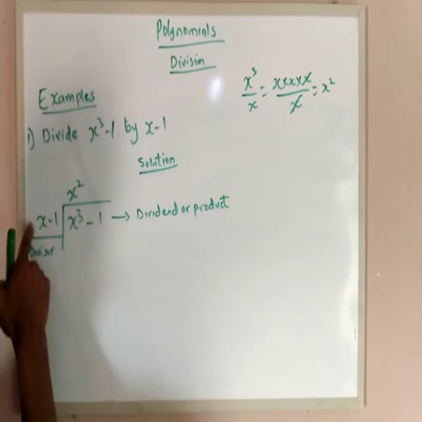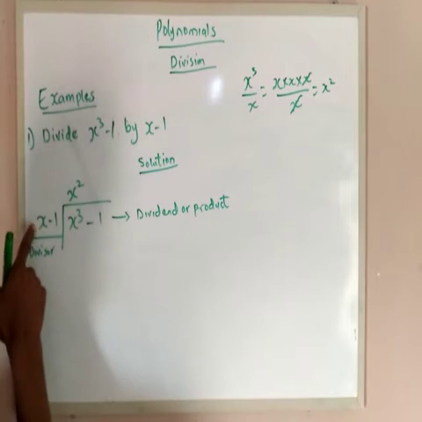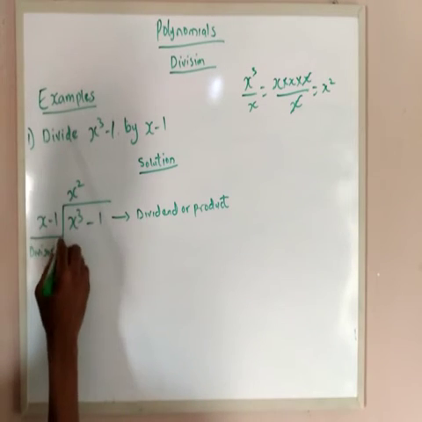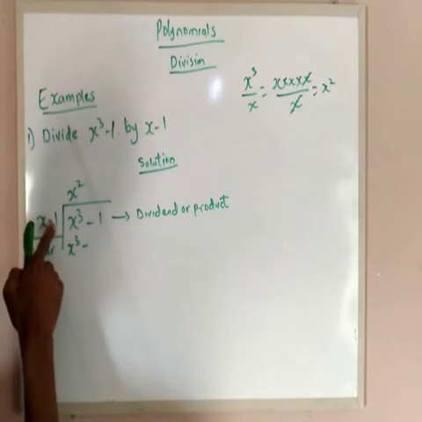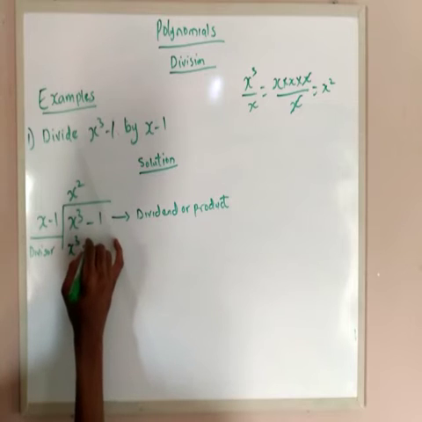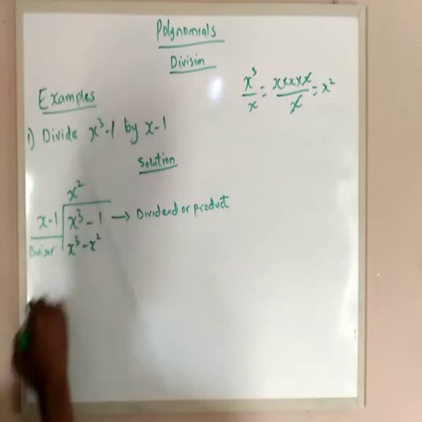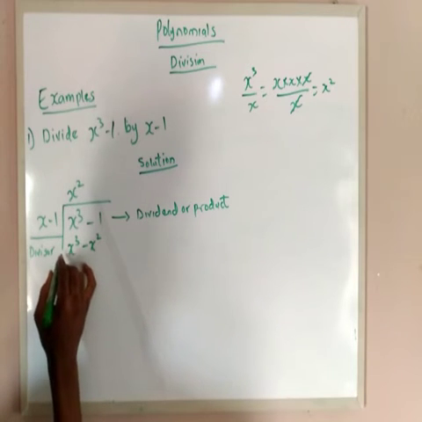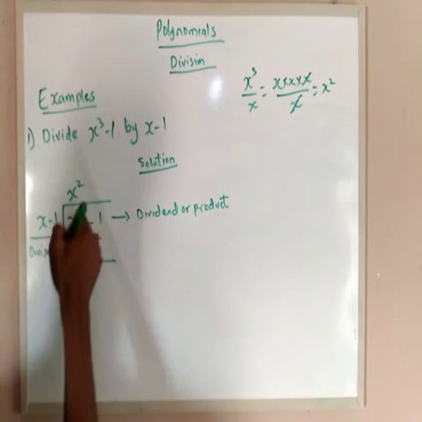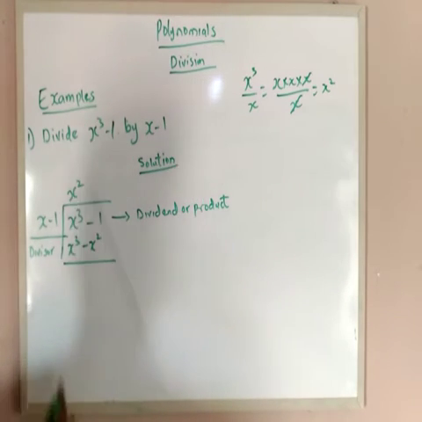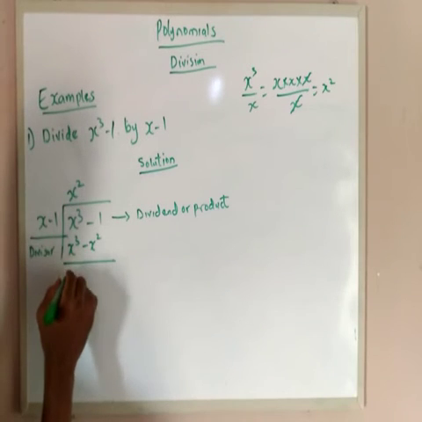So we use the divisor to multiply the answer we have here. That's x times x raised to power 2, which gives us x raised to power 3. Minus 1 times x raised to power 2 gives us minus x raised to power 2. So we have this and we subtract it from the original question we have. So x raised to power 3 minus x raised to power 3 will give us 0.